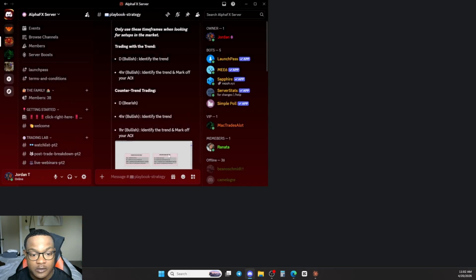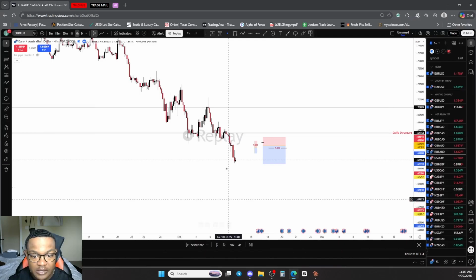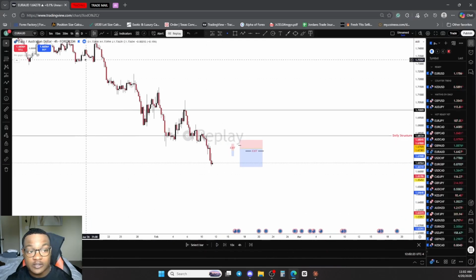Here, I'm gonna show y'all this. So it's right here. So trading with the trend, I use the daily, 4-hour, 30, and the 15-minute time frame. When the daily and the 4-hour are in sync, I use that secondary time frame, aka the 4-hour, to find my area of interest, and then I use that 30 and the 15-minute for my execution time frames. So in this case, we see that the daily and the 4-hour are in sync. We just identified that. Now we can find our area of interest on the 4-hour.